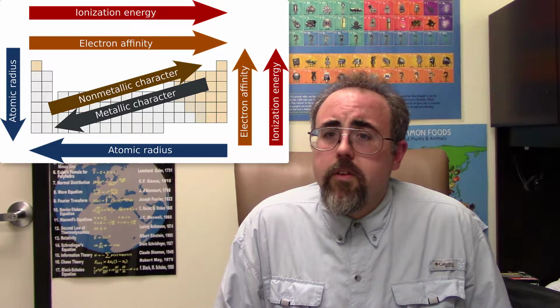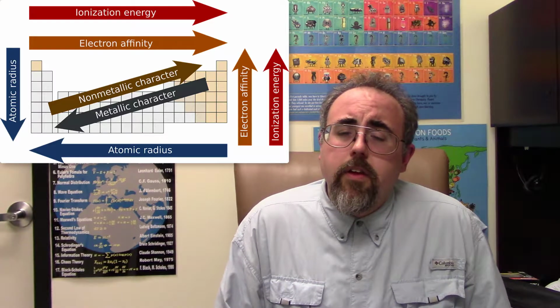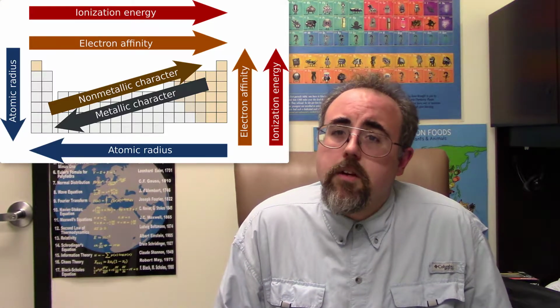You can also look at atoms and discuss metallic character. This is how well they share electrons in kind of a communal sea, or what we call an electron sea.